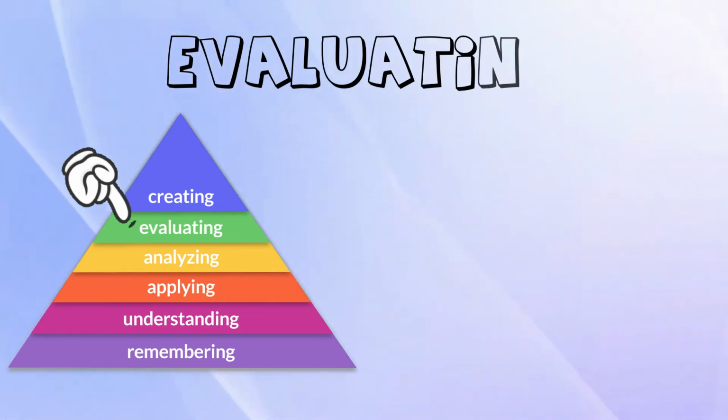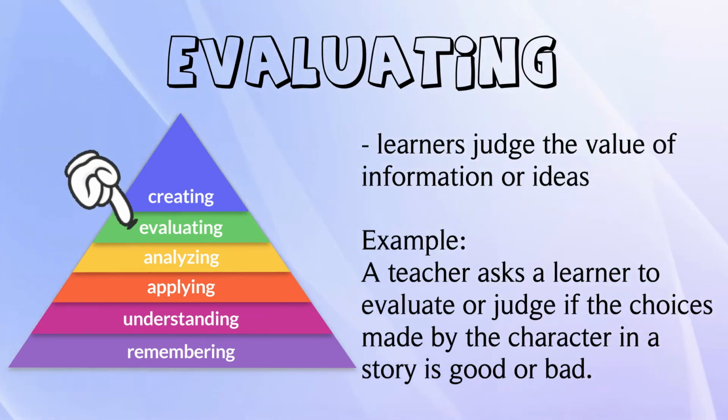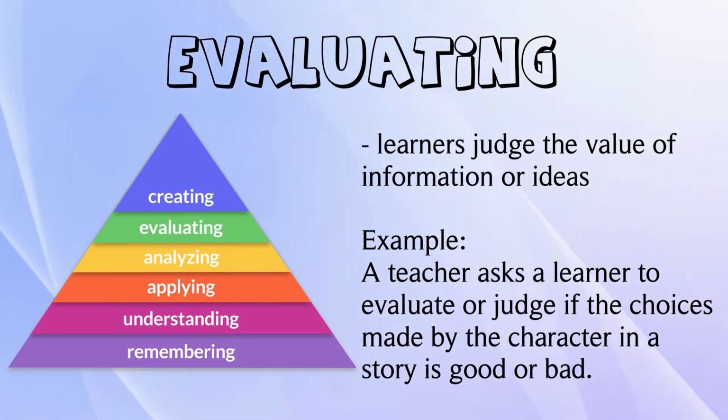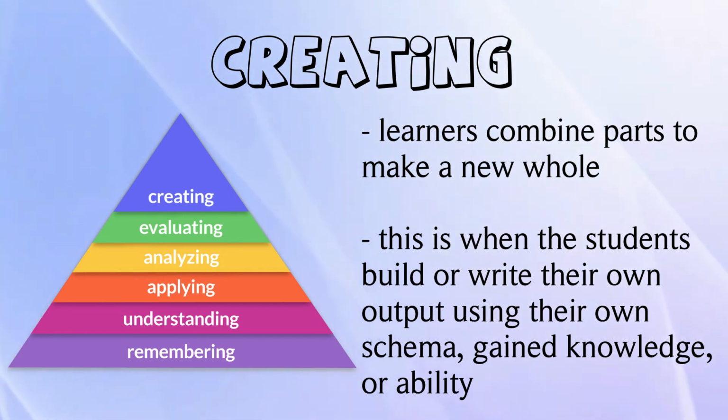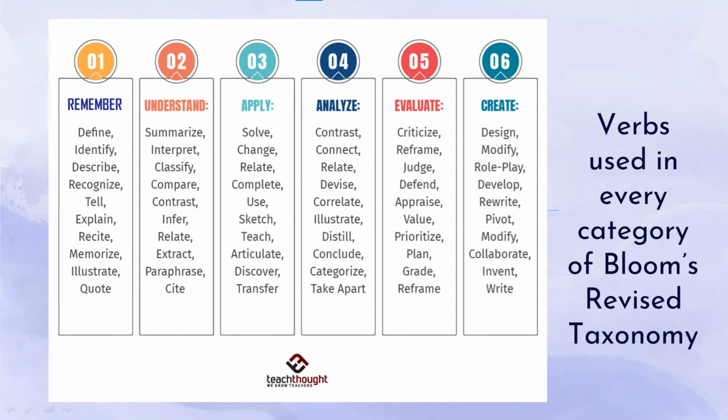Next is evaluating. In this category, learners judge the value of information or ideas. One example is when I ask a learner to evaluate or judge if the choices made by the character in a certain story are good or bad. Last and the most complex is creating. In this category, the learners combine parts to make a new whole. This is when the students build or write their own output using their own schema, gained knowledge, or ability. These are the verbs used in every category of Bloom's revised taxonomy. These verbs are used in creating objectives that would guide us teachers in planning and delivering our lessons.